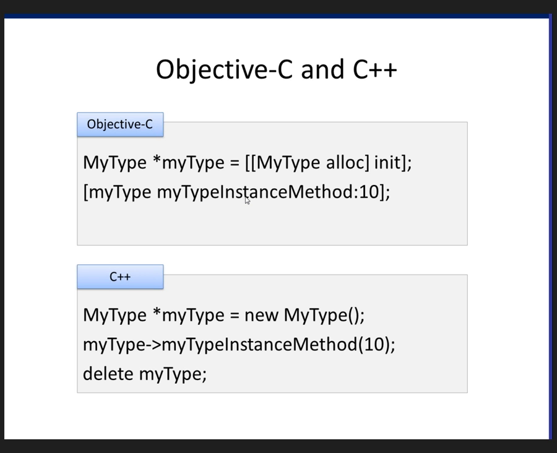Well, in Objective-C, I know the first time I saw it, it was a little bit unique, I guess is the word, because the member access is quite a bit different. You'll notice that we have the square brackets here on both sides. So in this case, jumping down to here, we create a type with the myType variable. Then we call into myType's instance method, whatever that name is, and pass this parameter of 10, just like we do down here.